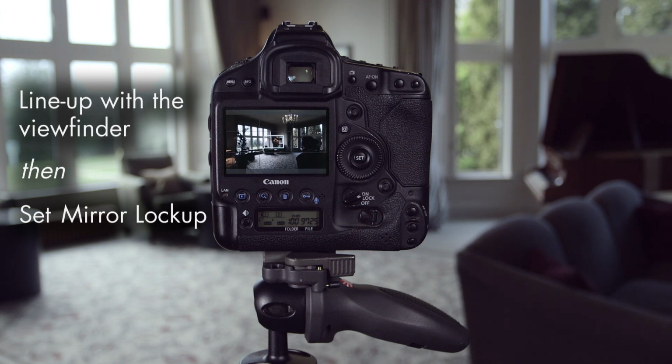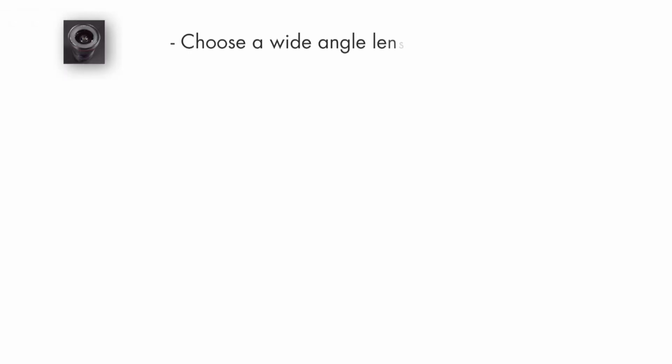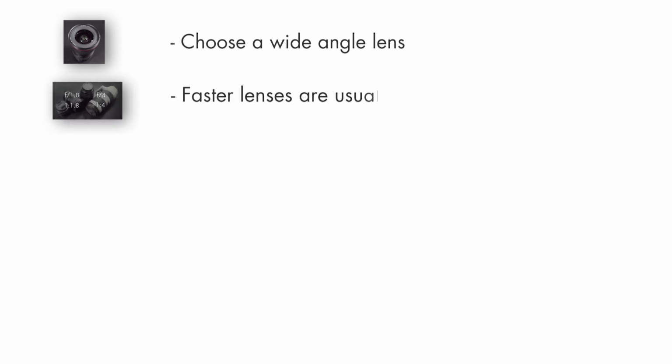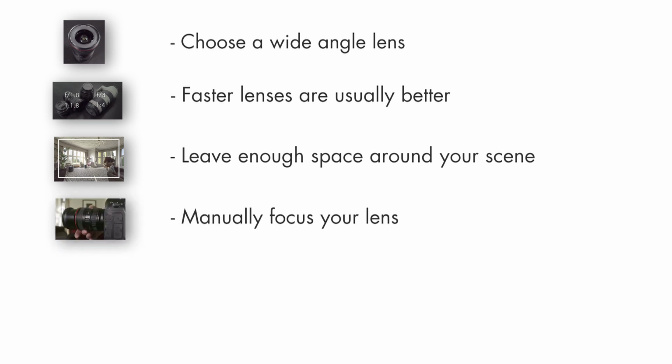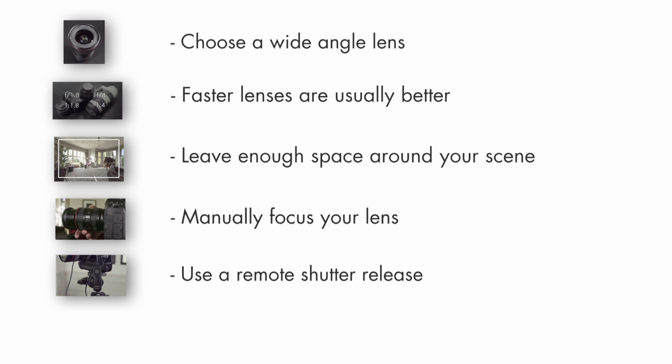So these are the tips we've looked at. Choose a wide-angle lens. Faster lenses are usually better for interior photography. Leave enough space around your scene in case you need to remove any distortion. Manually focus your lens for best results. Use a remote shutter release. And finally, turn on mirror lockup.